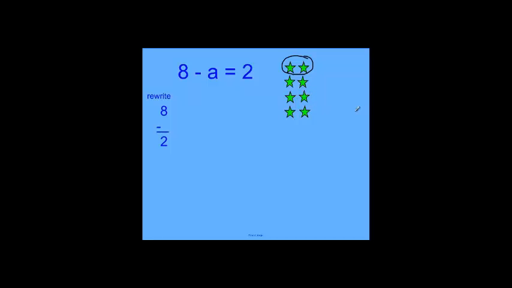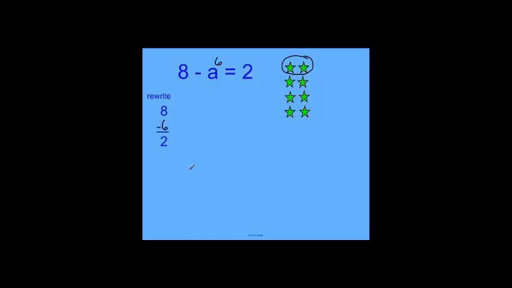2, 4, 6. So if we substitute a 6 for A, let's ask ourselves if it makes sense. We started with 8 stars. If we take 6 away, we're left with 2. That's correct. Another way we can look at it is if you write it vertically. So 8 minus some number leaves us with 2, and we said that was 6.